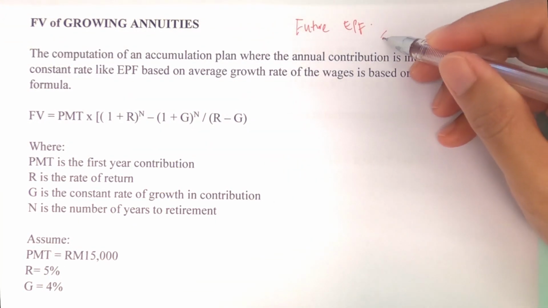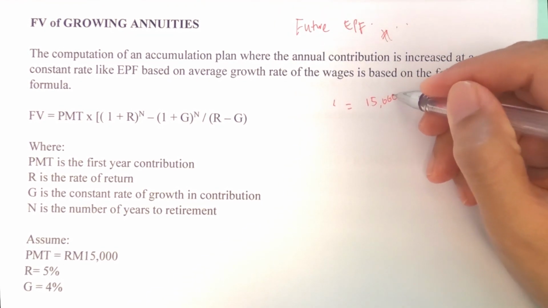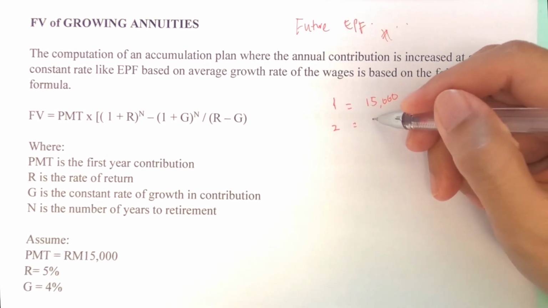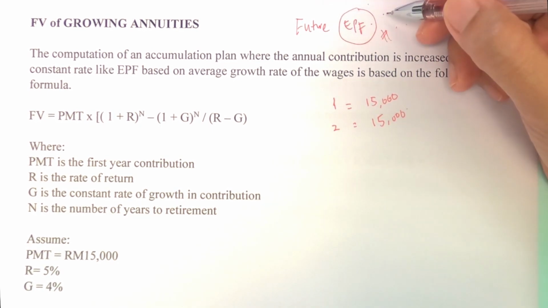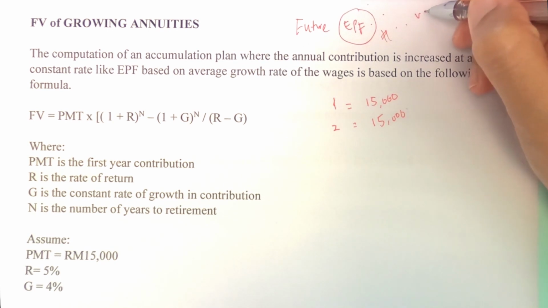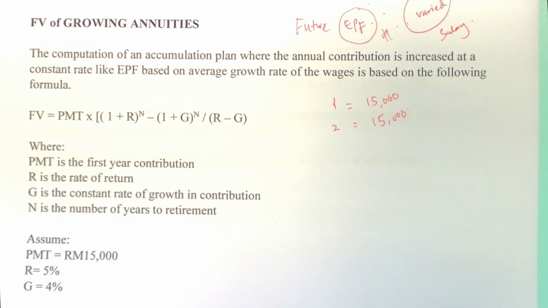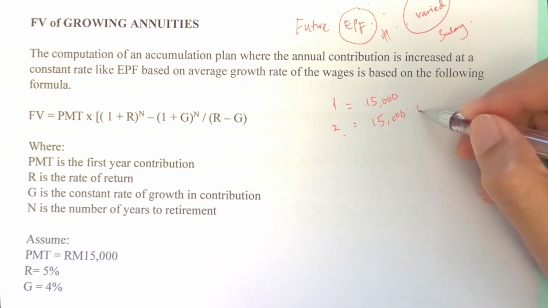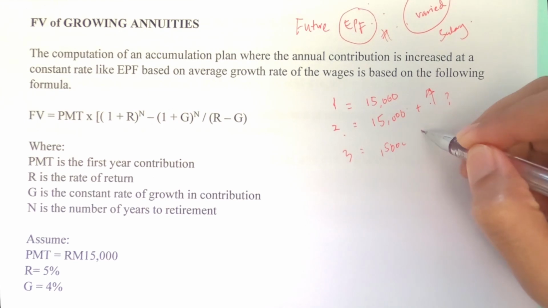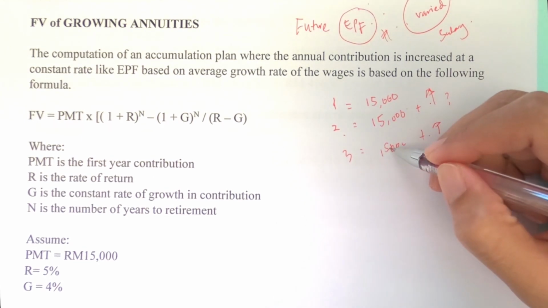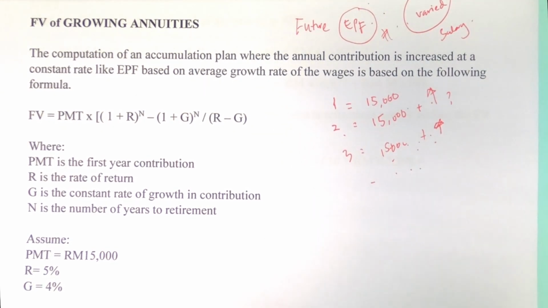Nevertheless, for future EPF, the situation will be different. Let's say the first year the contribution is 15,000, the second year it might increase. Because as you know, the EPF contribution will vary according to the salary of the particular client. Therefore, during the second year, there must be some growth or addition. And during the third year, this 15,000 will not be just 15,000, but there will be an increase in the contribution each year.